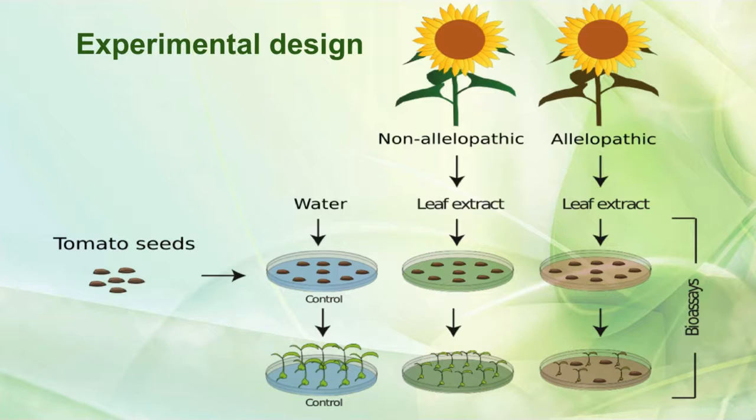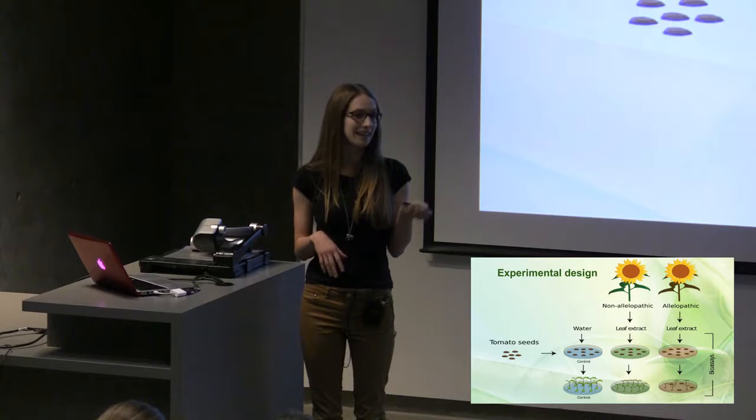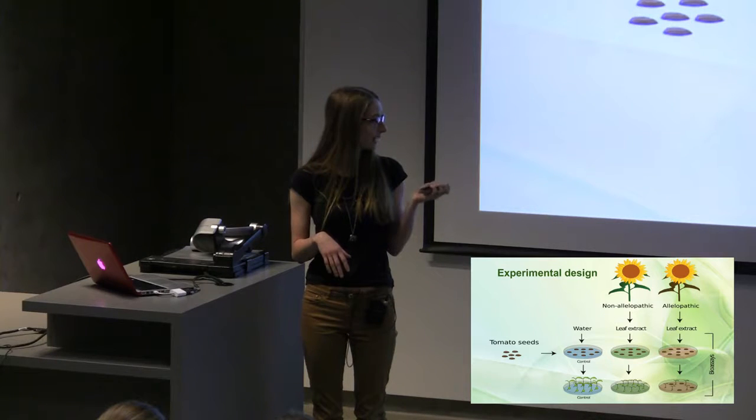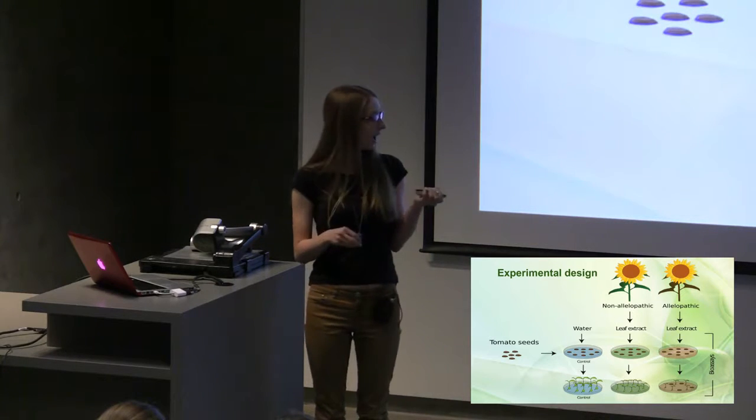And then what we do is we make tea out of the plant that we're measuring. So you take the leaves of whatever plant you're interested in, in our case it's Helianthus tuberosus, and you make what we call an aqueous leaf extract. You attempt to germinate the tomato seeds in your leaf tea, and then you measure how well they grow compared to how well they grew in water.